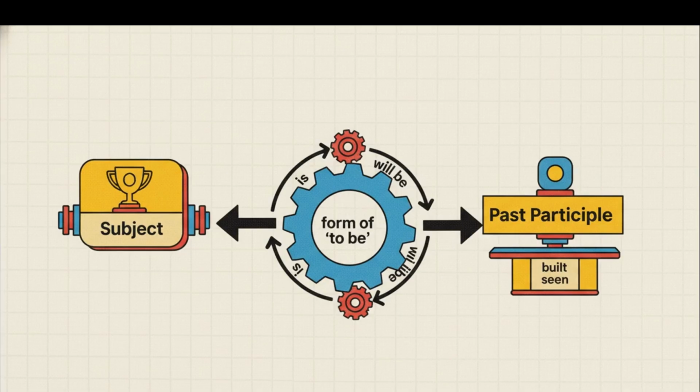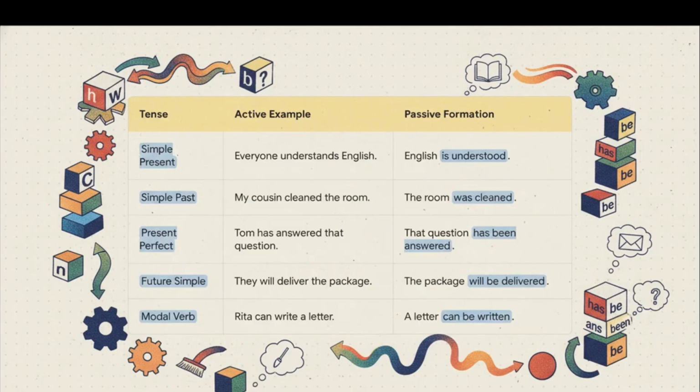That's the whole shebang. And the cool part is, this formula is your best friend across pretty much all the tenses. You see how words like understood, cleaned, and answered stay the same? That's the past participle. The only thing that changes is the to be verb. It morphs into is, was, has been, will be, whatever it needs to be to fit the tense.